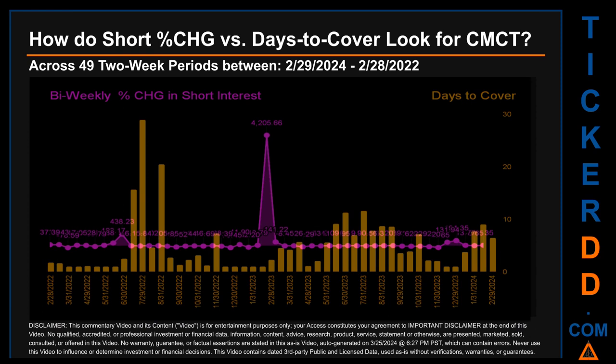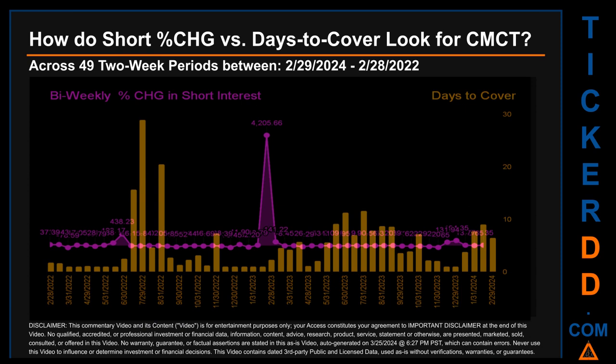Zooming out, I looked across 49 2-week snapshots, from latest found, February 29, 2024 to oldest found, February 28, 2022. In the graph, I overlaid bi-weekly percentage change in short interest against days to cover. Across these 49 2-week snapshots, the average percentage change of short interest was about 96.51%.